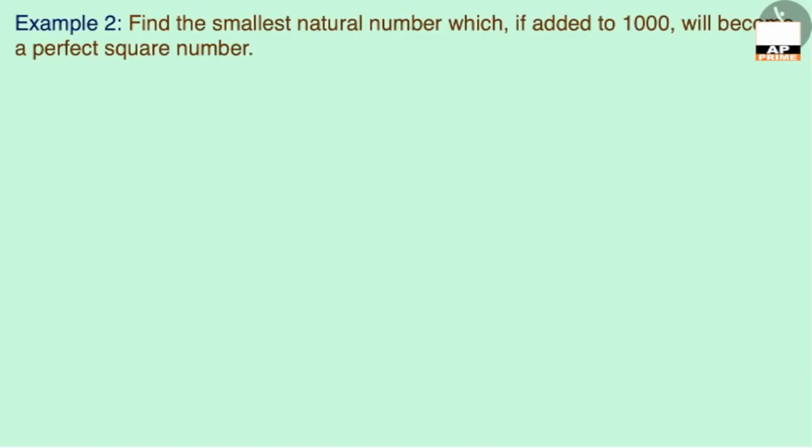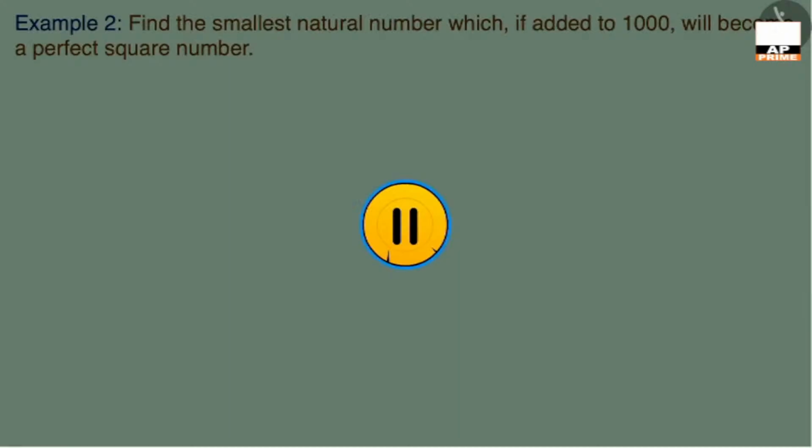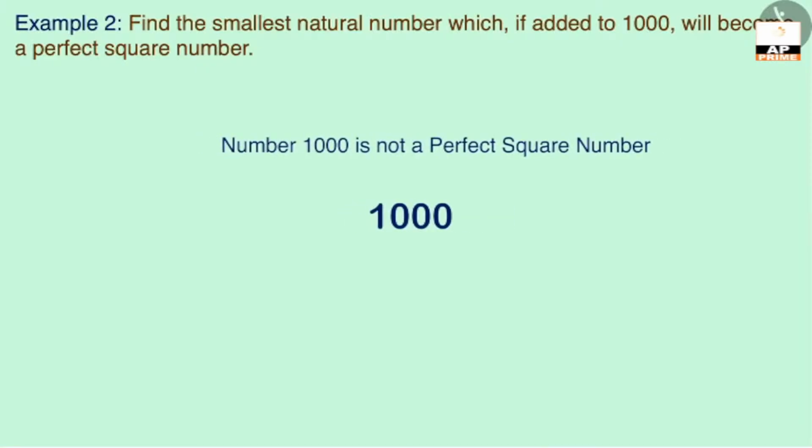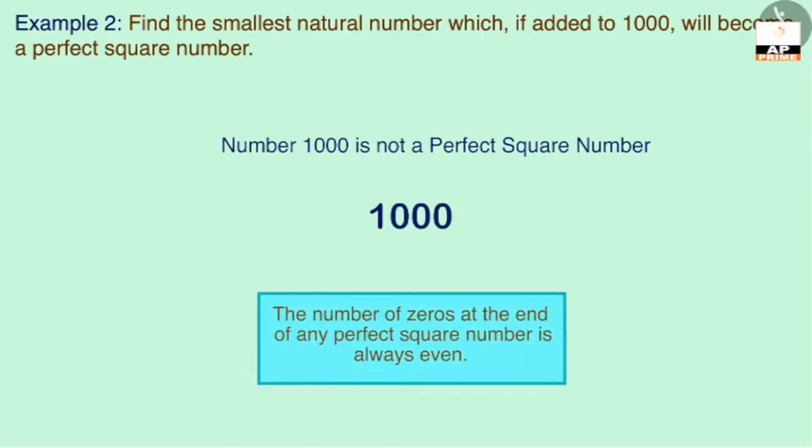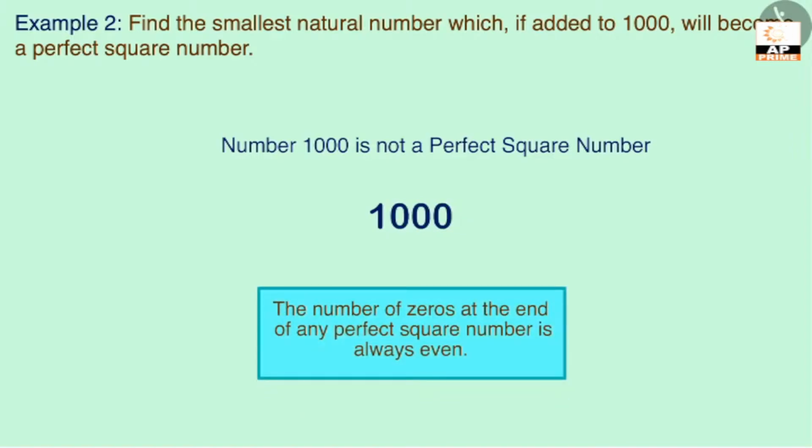Find the smallest natural number which, if added to 1000, gives us a perfect square number. If you want, you can pause the video here and solve the question. The number 1000 is not a perfect square number. Can you guess why? This is because the number of zeros at the end of this number is odd, and we know that the number of zeros at the end of any perfect square number is always even.